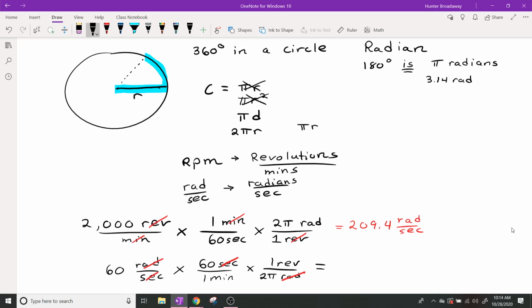600-ish, give or take. Okay, let me just write 600 up there. I can mental math this, because 60 divided by 2 is 30. 30 times 60 is 180. It'd be 180 over pi, whatever that is, which turns out to be around about 60. Yeah, it's going to be close.